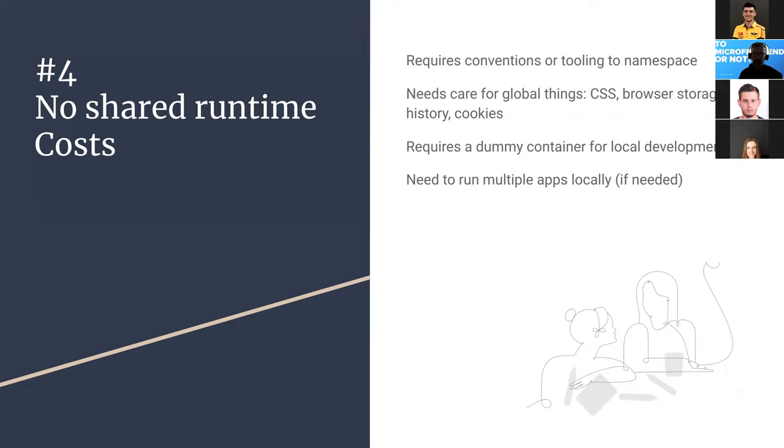So now you need somehow to protect yourself from these integration errors, which you might achieve by writing functional tests or by making this namespacing and prefixing a part of your build step.